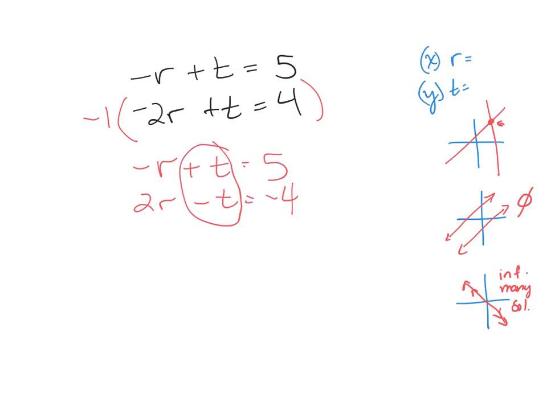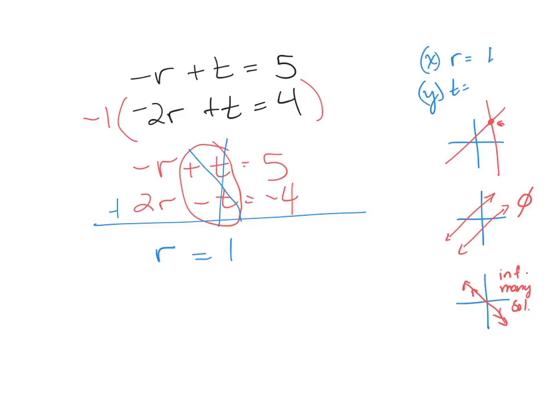You see that? You see they're opposites of each other, plus t and minus t? You can have a plus 2t and a minus 2t, whatever you need to do to make them opposites of each other. Now we're going to add the two equations together, and -r plus 2r is r. The t's bite the dust, and that equals 1. Oh my gosh, we already found r.